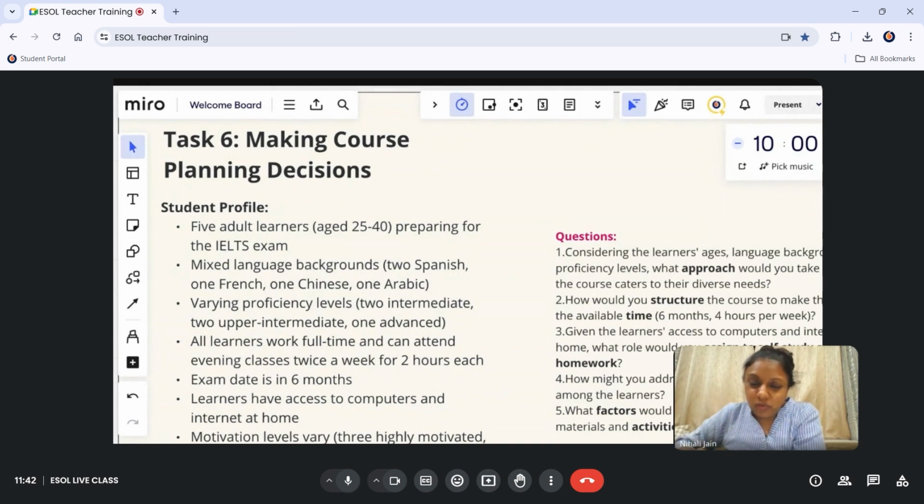Okay, so I'm going to incorporate interactive activities like group discussions, role plays, or maybe debates, and encourage their active participation. I'm going to assign homework that reinforces the classroom learning, especially when they are doing self-study, which normally utilizes online resources.